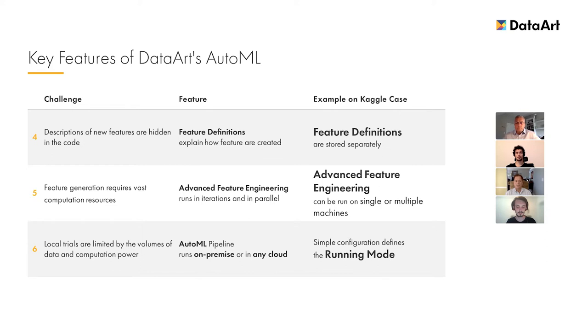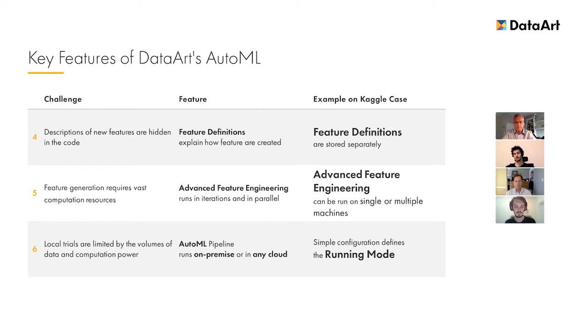The second important feature is about running the pipeline in iterations and in parallel. So usually the challenge is that feature generation requires huge computation resources. And as we run advanced feature engineering in iterations and in parallel, we can spread the load onto smaller machines, into clusters. We actually can run on a single machine, it will just take a bit longer, or do the parallel work on a few machines.